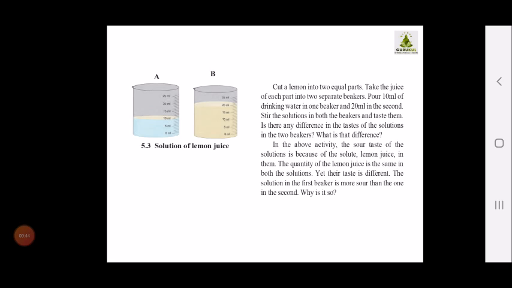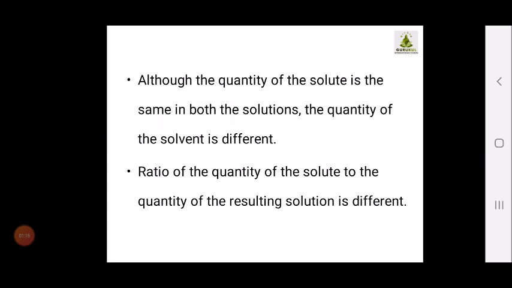If you perform this activity, you will come to know that the sour taste of the solution is due to the lime juice. The quantity of lime juice is the same in both solutions, yet the taste is different. Why is the taste different? The beaker which has less water tastes more sour than the one which has more water. What is the reason behind that?